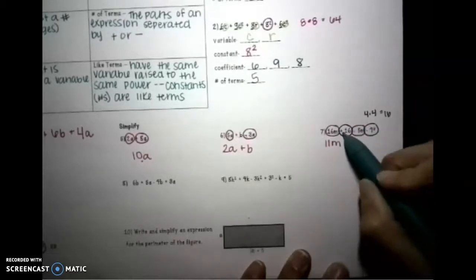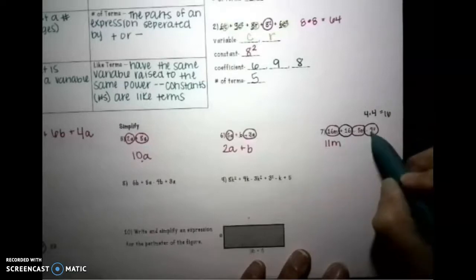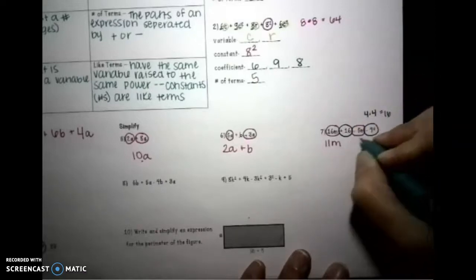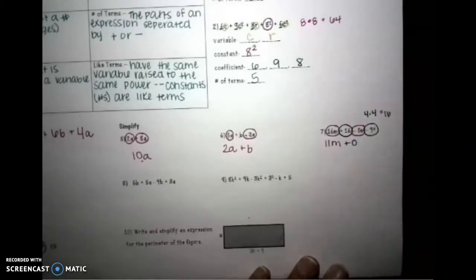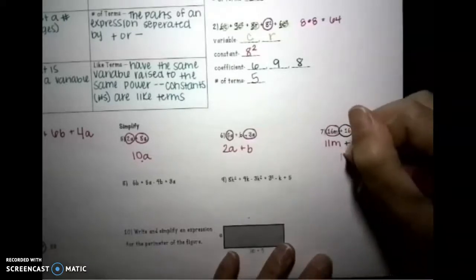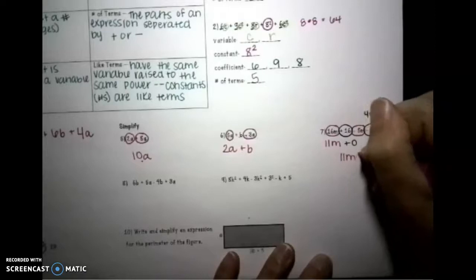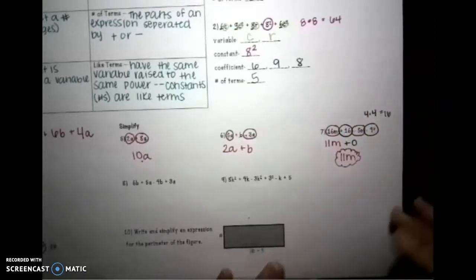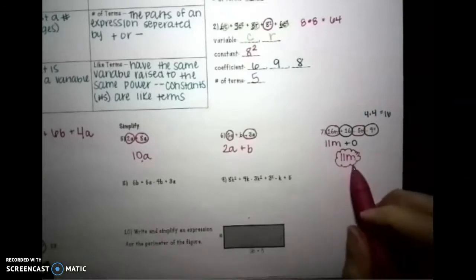So I have 16, but then I'm going to take away 16 because I have my subtraction sign here. So I have 16, take away 16. So that's just 0. So you could do plus 0. But guys, do we ever really need to include a plus 0 in a problem? No. So we're just going to leave him as 11m. Okay. So I have 11 muffins. I didn't have anything else.